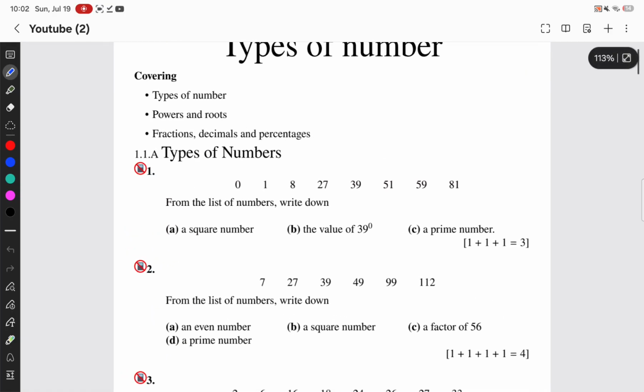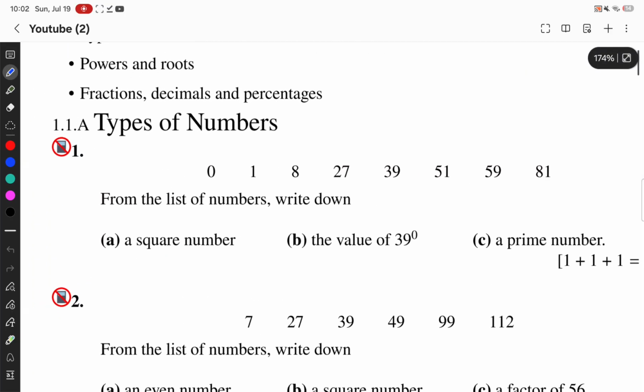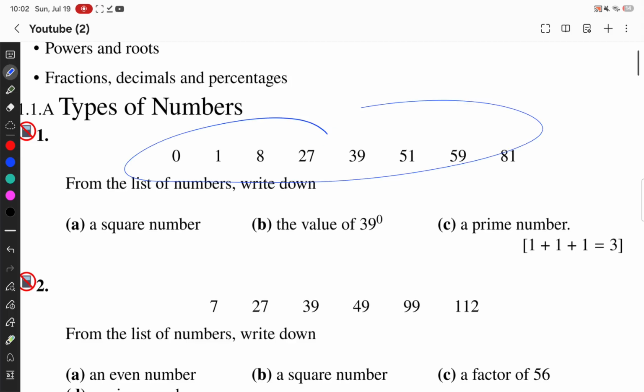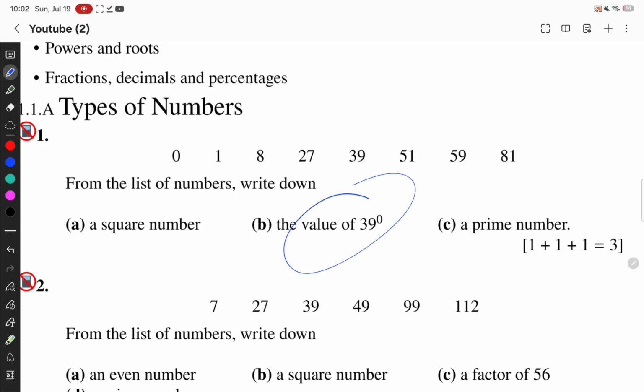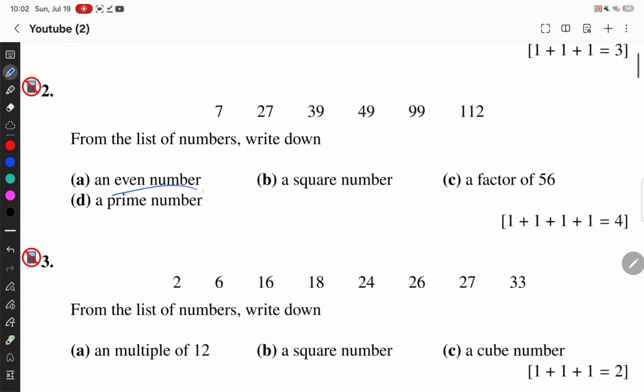So let's do these types of questions, types of numbers. From the list, write down. You will be given a list, and you will have to point out some things. This you can skip, this will be in indices. So let's get a better question. An even number. What is an even number? That ends with a 2, 4, 6, 8 or 0.